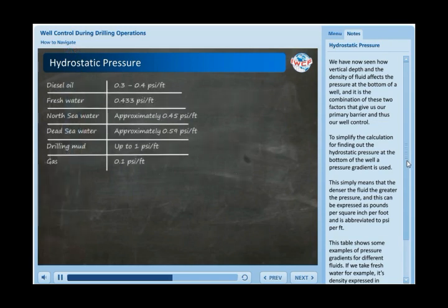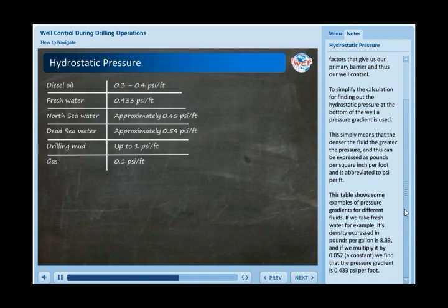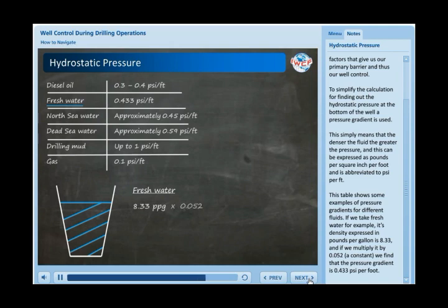This table shows some examples of pressure gradients for different fluids. If we take fresh water, for example, its density expressed in pounds per gallon is 8.33, and if we multiply it by 0.052, a constant, we find that the pressure gradient is 0.433 psi per foot.